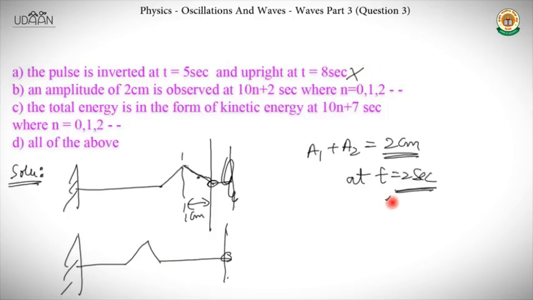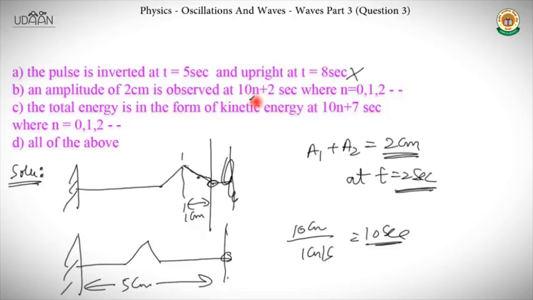As we have already discussed, the amplitude is 2 centimeters at t equal to 2 seconds. The total distance between the open end and the closed end is 5 centimeters. So for a pulse which starts at the open end, goes to the closed end and comes back to the open end, it takes 10 centimeters by 1 centimeter per second, so 10 seconds. After every 10 seconds the amplitude repeats itself. A new wave will be generated after every 10 seconds. So you get amplitude 2 centimeters after every 10n plus 2 seconds. So option B is right.